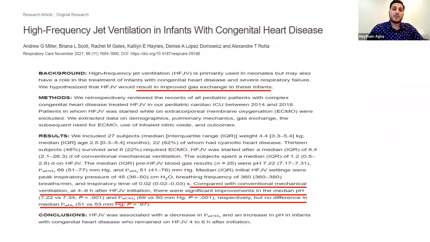This study, published in 2021, tested the use of high frequency jet ventilation with all types of congenital heart disease. They compared improved gas exchange between both groups. They found that compared with conventional mechanical ventilation, patients on high frequency jet ventilation had significantly lower pH and significant washout of CO2, and oxygenation in both was the same.